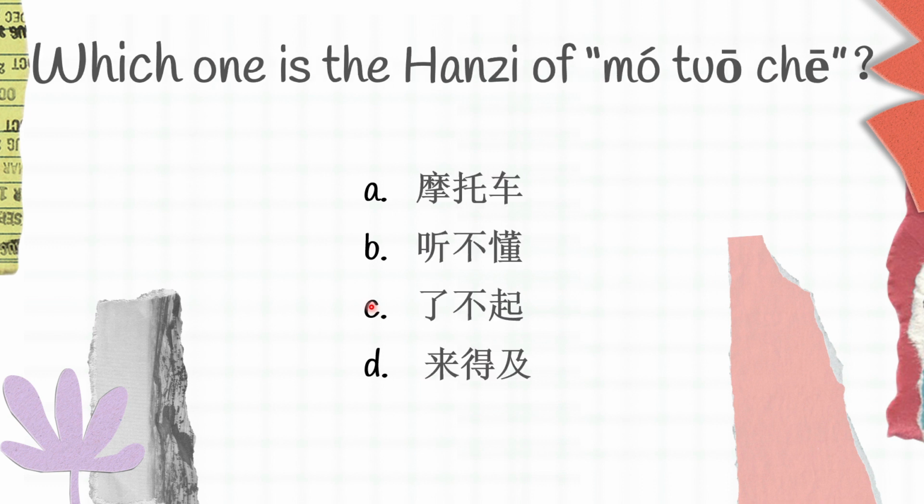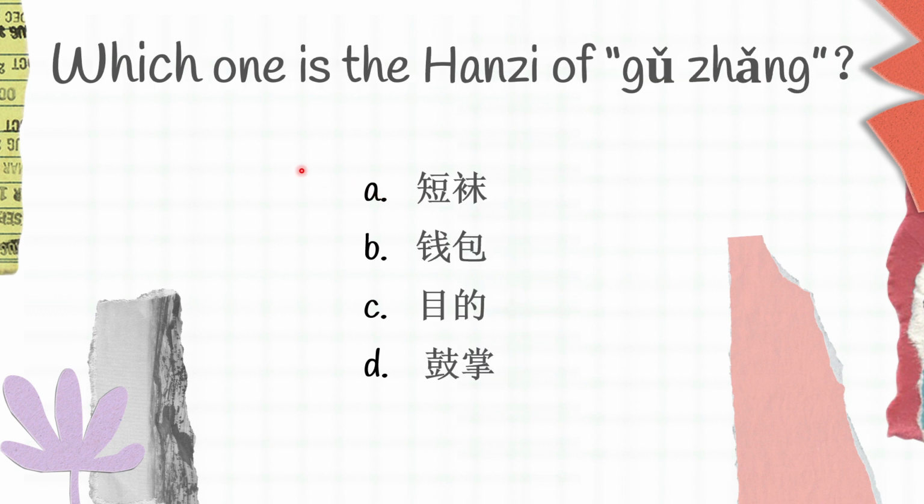Moving on to another question for today. Which one is the hanzi of 摩托车? And which one do you think is correct, guys? A is 摩托车 B 听不懂 C 了不起 D 来得及 and A is the correct answer for this question.